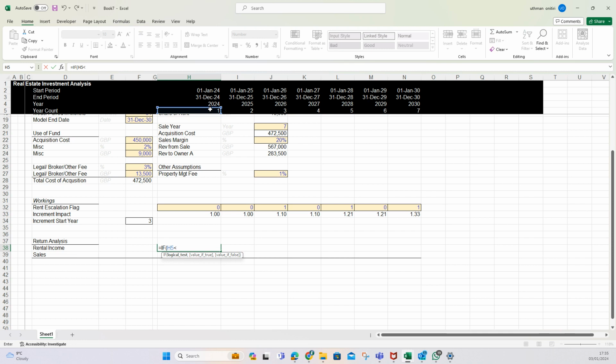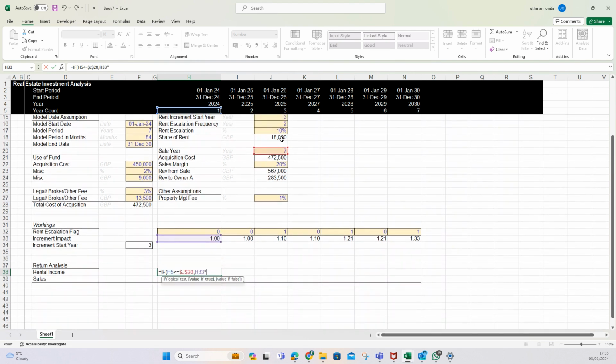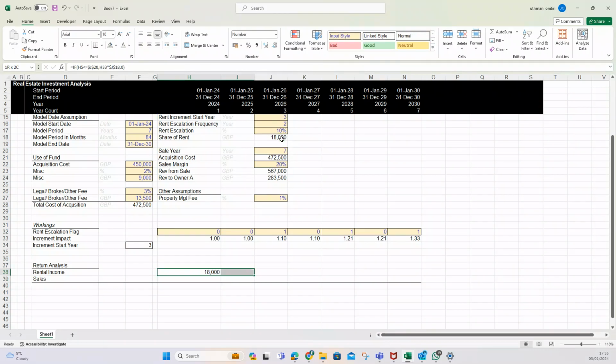is less than or equal to the sale year, kindly collect my rent, which is this times my share of rent. Otherwise, give me zero. So let's see how this works out. Cool. We got our £18,000. Perfect.